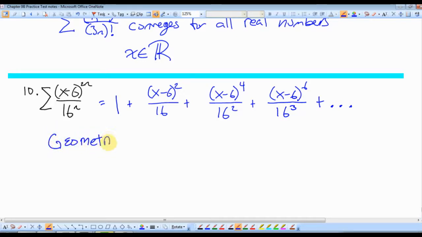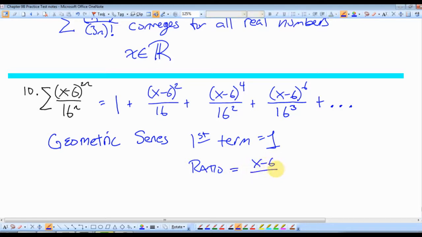Again, please write these terms. Geometric series. Mikhail, I'm talking to you. Please make sure you write all these terms out. First term is 1. Ratio is x minus 6 squared over 16.